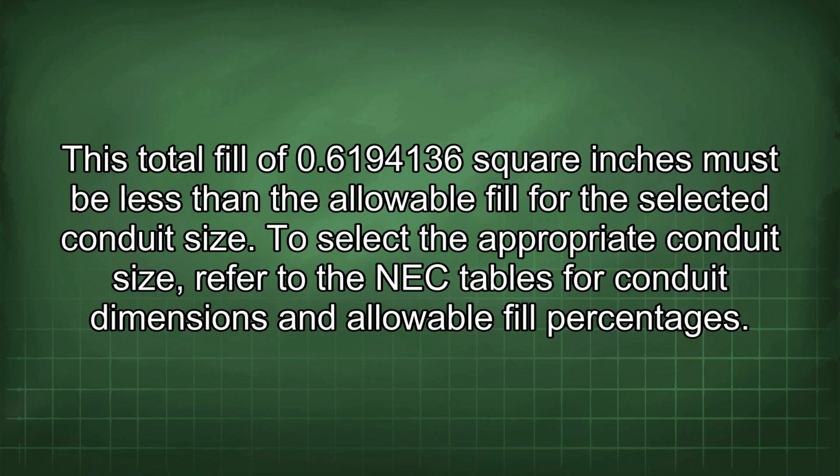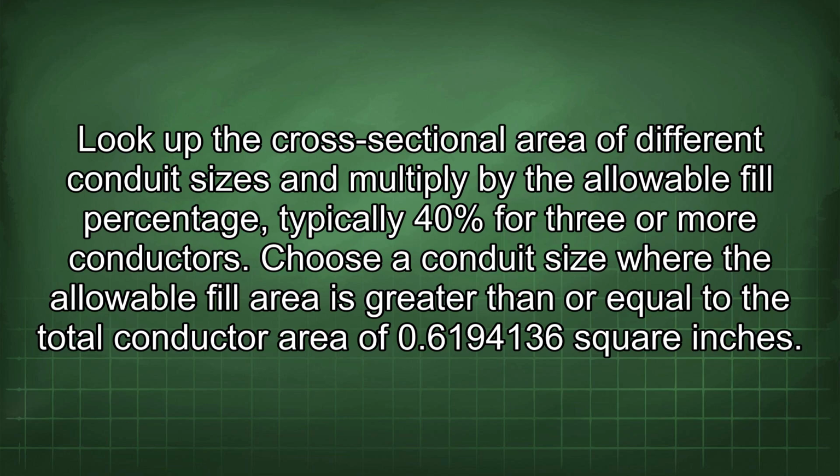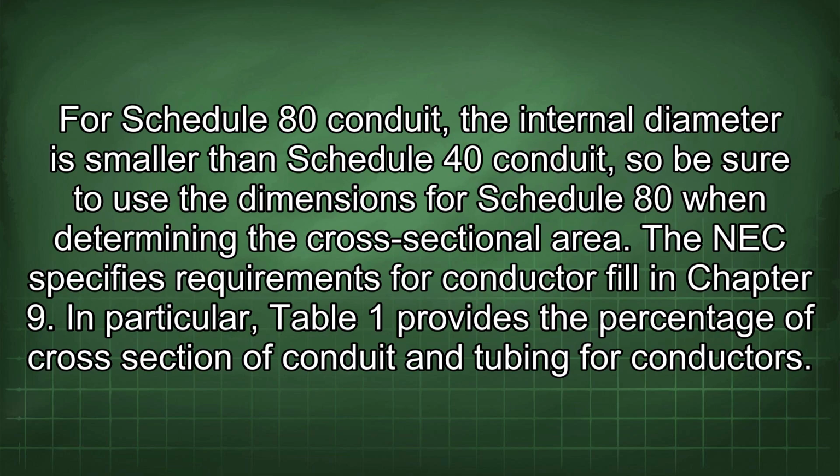To select the appropriate conduit size, refer to the NEC tables for conduit dimensions and allowable fill percentages. Look up the cross-sectional area of different conduit sizes and multiply by the allowable fill percentage, typically 40% for 3 or more conductors. Choose a conduit size where the allowable fill area is greater than or equal to the total conductor area of 0.6194136 square inches. For Schedule 80 conduit, the internal diameter is smaller than Schedule 40 conduit, so be sure to use the dimensions for Schedule 80 when determining the cross-sectional area.